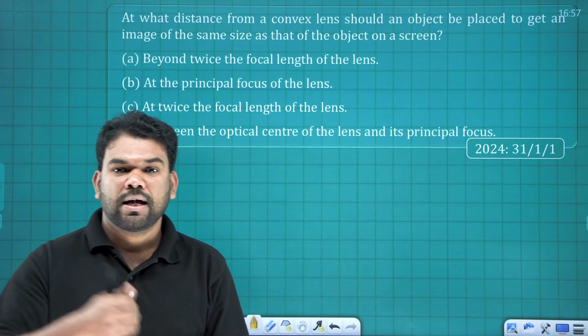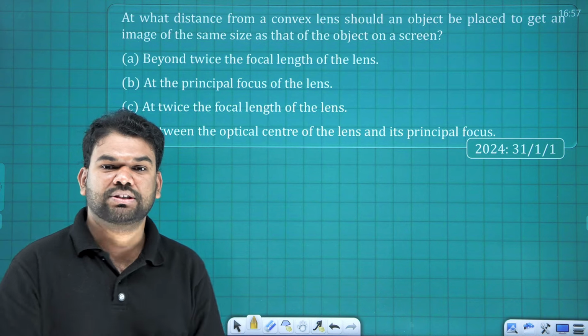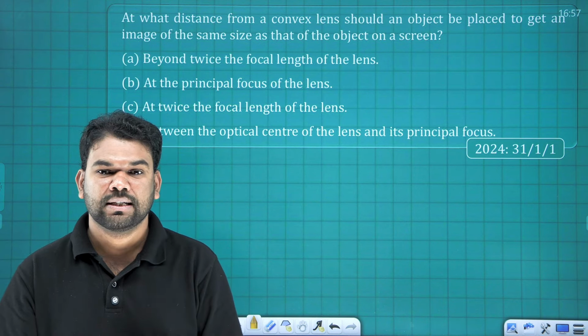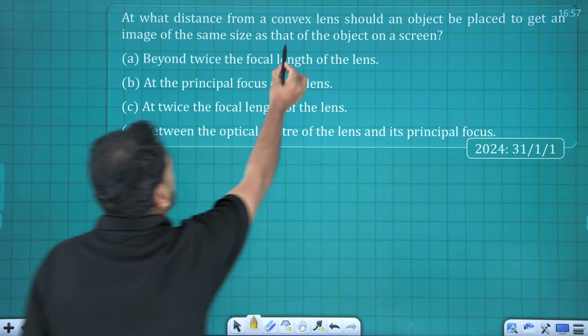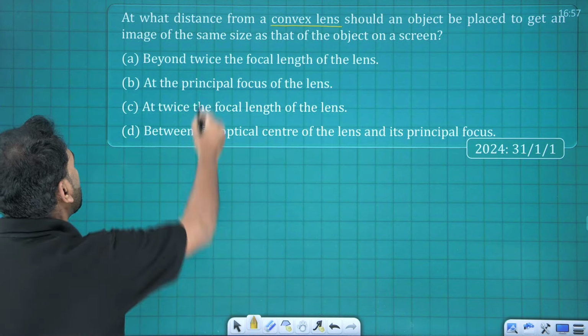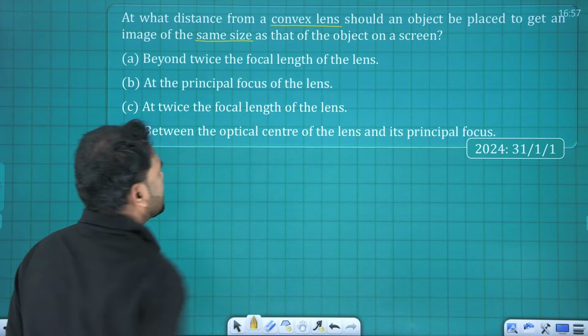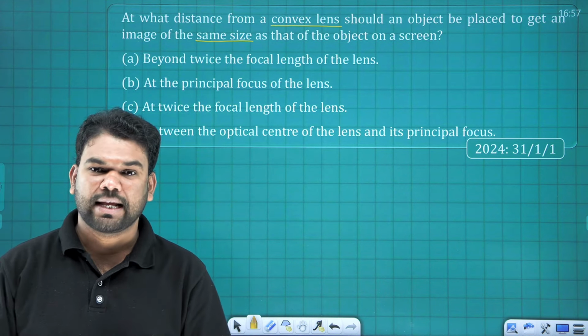Especially for questions from the light chapter, first of all you need to understand whether the given question is based on a mirror or a lens, and which lens or which mirror. So here we can see that the question is based on a convex lens and the question says that the image is the same size. So the question is based on the characteristics of our ray diagrams.